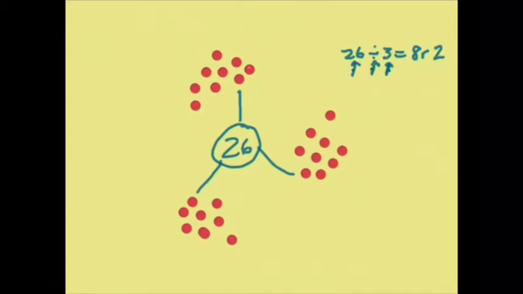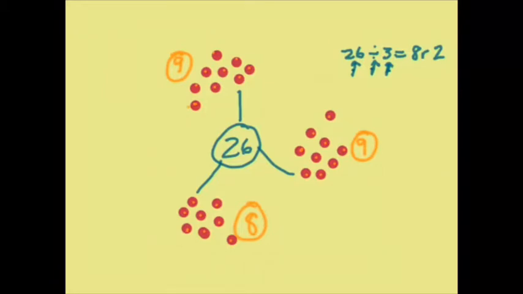We got 1, 2, 3, 4, 5, 6, 7, 8, 9. Over here we got 1, 2, 3, 4, 5, 6, 7, 8, 9. Down here we got 1, 2, 3, 4, 5, 6, 7, 8. Alright, what do we do with this?